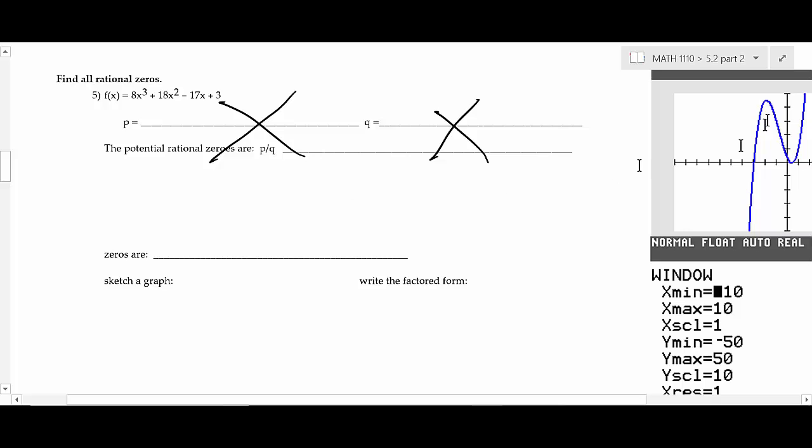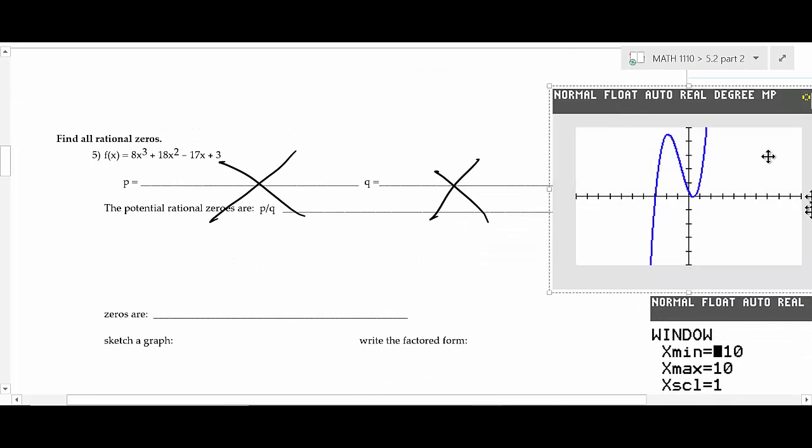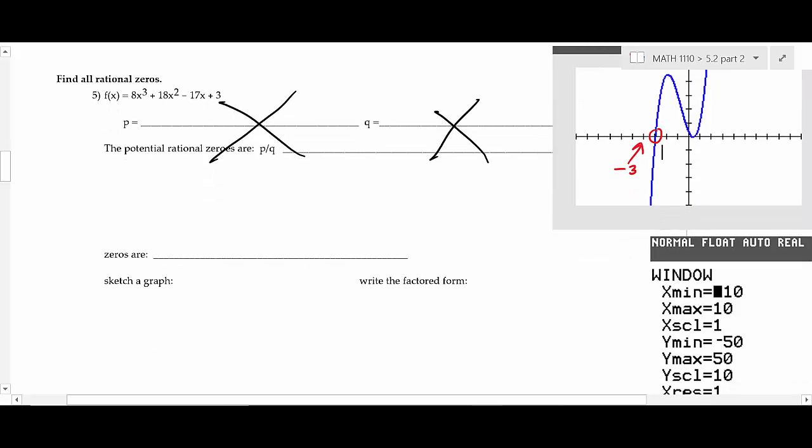Okay, so let's do this. Now what I'm going to do on this one, just to save a little time, is I went ahead and graphed it on my calculator. So if you look at this, it looks to me like negative 3 is a 0. Okay, so let's just give it a try and see what happens. So again, we're going to do synthetic division. So we're going to do 8, 18, negative 17, and 3. And then we're going to synthetically divide that by negative 3. And we'll know if that's a 0 because the remainder should be 0.